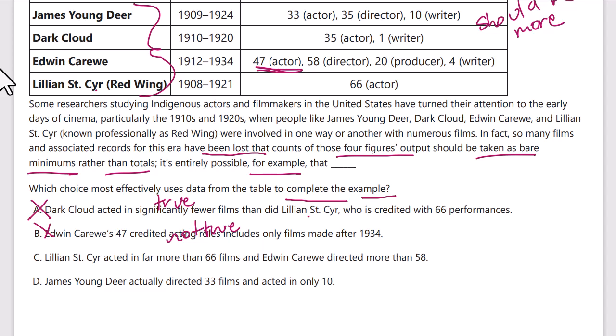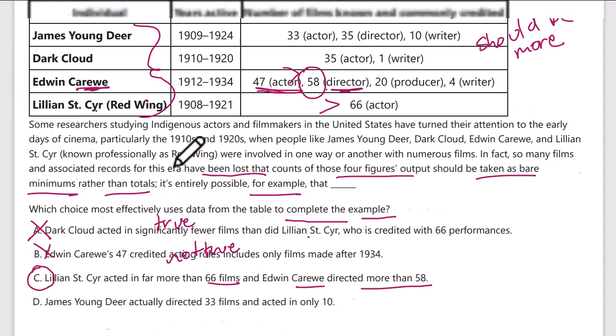Lillian Sincere acted in far more than 66 films. Yeah, that would probably be right? It has to be greater than 66 because these numbers should be the minimum. And Carewe directed more than 58. So Carewe was a director for 58 according to the table, so it should be greater than 58. That's the right answer. That's consistent with the premise and the background, that the numbers in the table should be bare minimums.